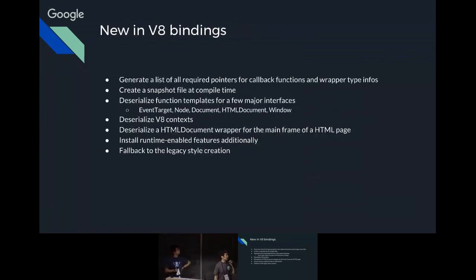On the Blink side, simply speaking, we have to work for the new features on the base side. We have to list all of the required pointers for external references. And then we deliver a unique snapshot to all the users. So we have to install runtime enabled features after creating the context.